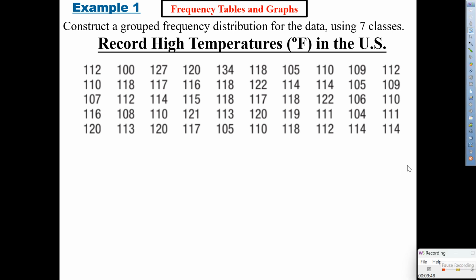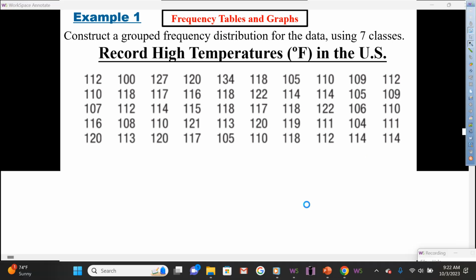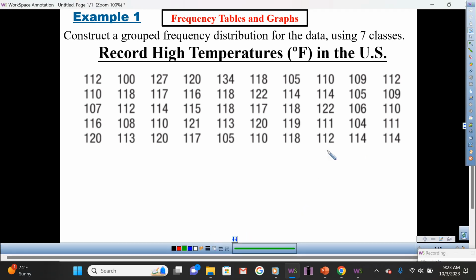All right. So we have our data, and it reads, example one, construct a grouped frequency distribution for the data using seven classes. Record high temperatures in Fahrenheit in the United States are as follows, which are all of these. Okay. So how do you make a grouped frequency table? Well, I'm going to start off with things that we already know how to do. We've been working with since the beginning of the school year. And the first thing we're going to work with, I'm going to label that step one in green. Step one.